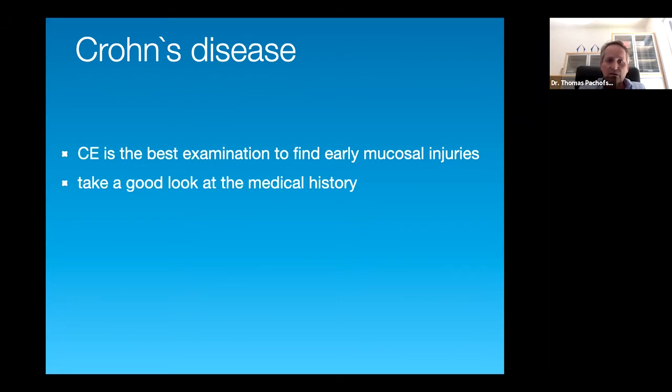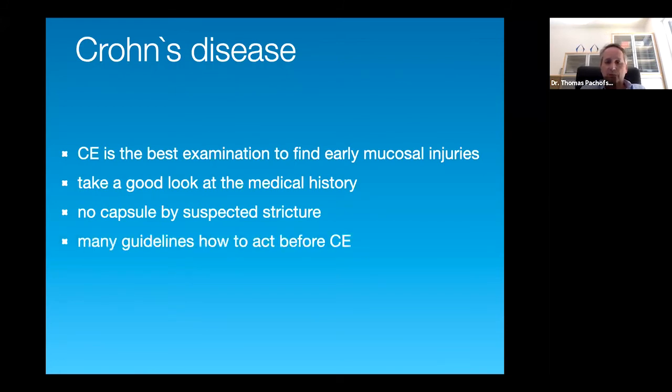You have to take a very good look at the medical history of the patient. Please ask them, do you have pain? Pain is the main symptom you have to think about, the stricture or stenosis. So if the main symptom is pain, don't do capsule endoscopy, then use MRI, CT, whatever you can do, or even ultrasound. If the main symptom is not the pain, then perform capsule endoscopy.